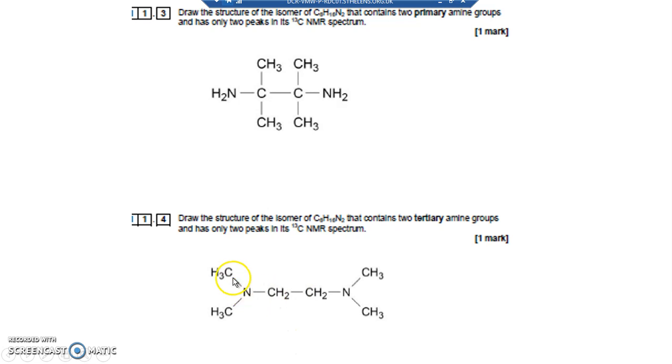A nitrogen with 3 carbons around it, 2 methyl groups, another carbon, 2 methyl groups, another carbon, and then the 2 carbons bond. A tertiary amine, 3 carbons around it, quite a short chain, symmetrical, so each of the methyl groups are in the same environment, giving 1 peak on the NMR spectrum, and those 2 CH2 groups are in the same environment as well and produce a second peak in the carbon-13 NMR spectrum.